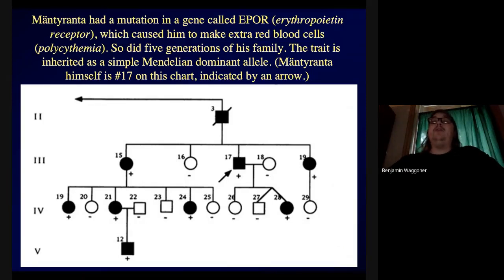And it turns out to be inherited as a plain old Mendelian dominant allele. So Montiranta is probably heterozygous for it because some of his kids didn't get it and others did. And the same is true for Montiranta's father. This follows the pattern of a simple Mendelian dominant allele. And it goes back at least 5 generations. They're not sure when it began, but they've been able to trace it that far.